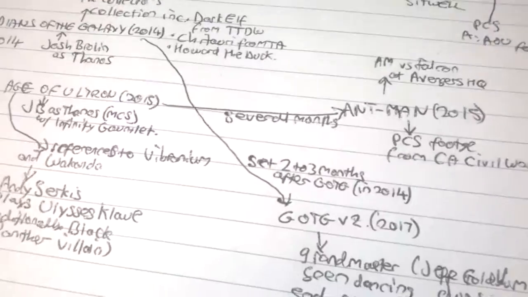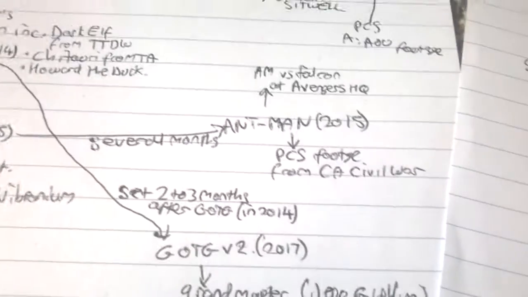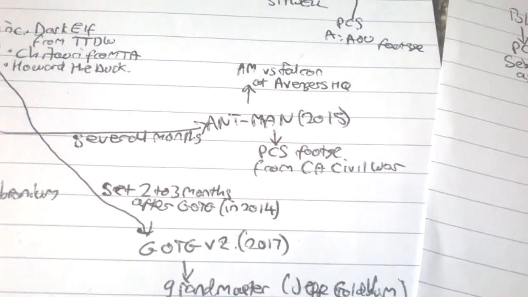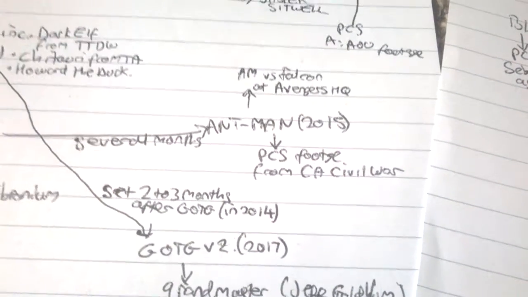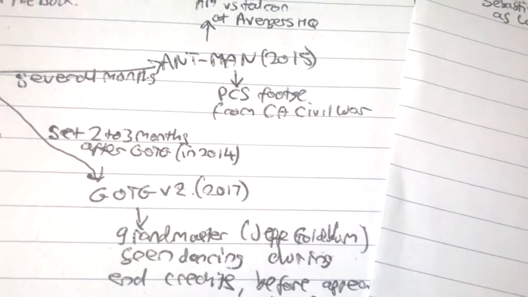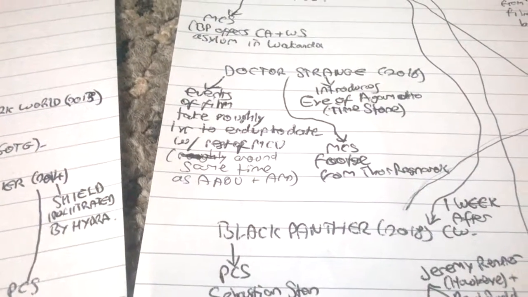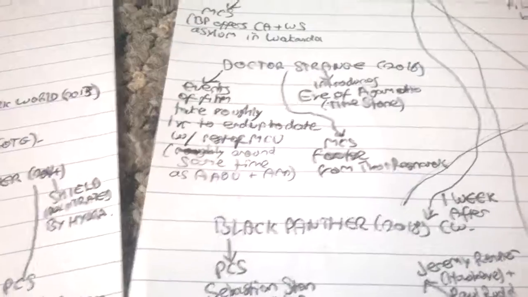Yeah, Ant-Man is set several months after Age of Ultron, as when Ant-Man tries to infiltrate the Avengers HQ. He fights Falcon. There's a post-credit scene which is footage from Civil War. Anyway, I've made this even more confusing because I forgot Ant-Man and I forgot Doctor Strange. Doctor Strange is probably set around the same time as Age of Ultron and Ant-Man because it takes a year to get up to date with the rest of the universe.